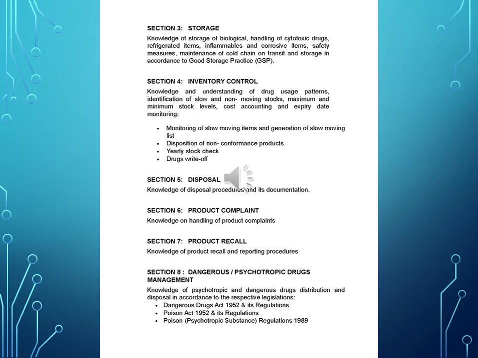Section 4. Inventory control. Knowledge and understanding of drug usage patterns, identification of slow and non-moving stocks, maximum and minimum stock levels, cost accounting and expiry date monitoring. Monitoring of slow-moving items and generation of slow-moving list, disposition of non-conformance products. Yearly stock check, drugs write-off.